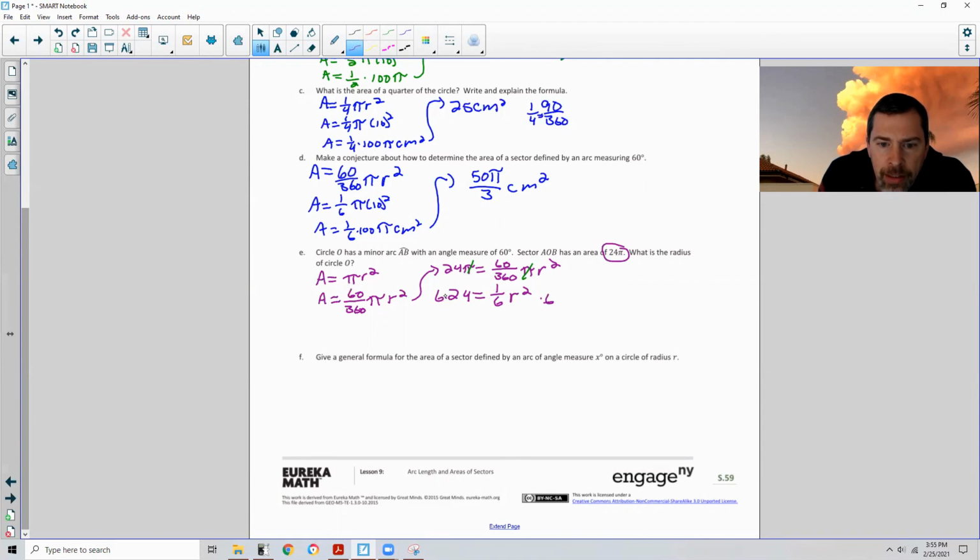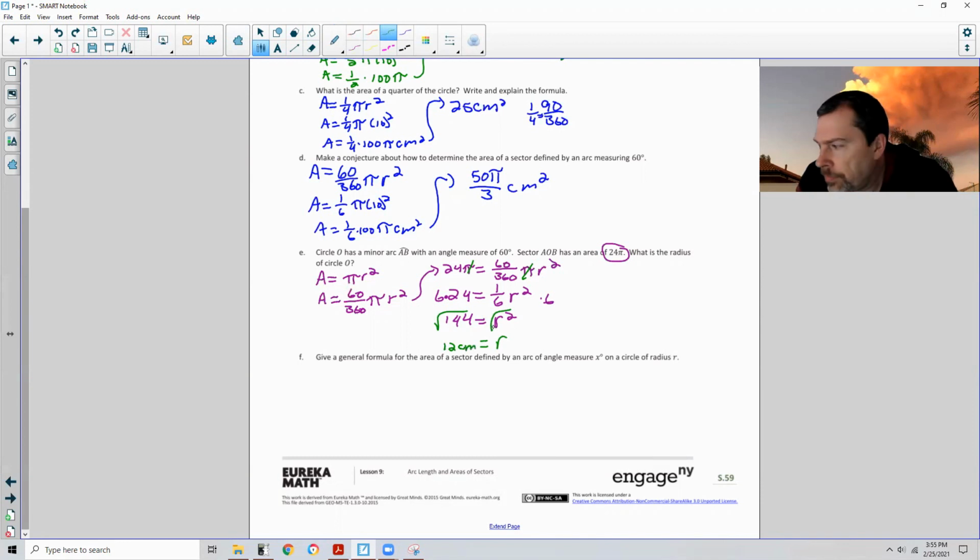And I get 6 times 24, 144 equals the radius squared. And then I take the square root of both sides, and we have found our radius, r equals 12. Let me write that better. r equals 12 centimeters.